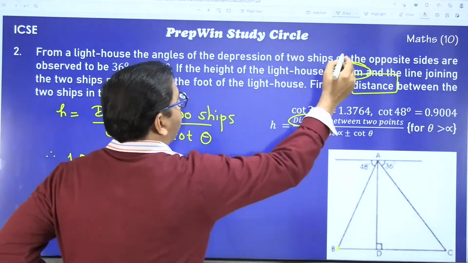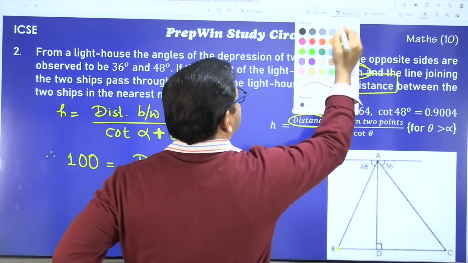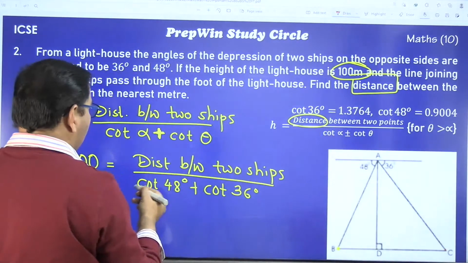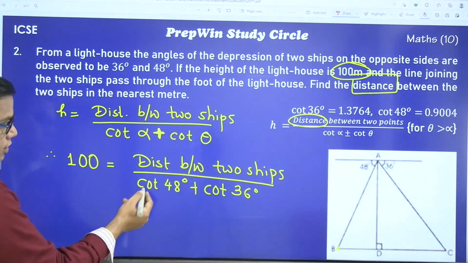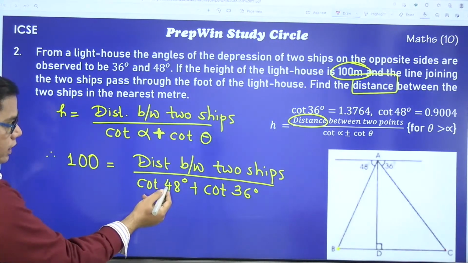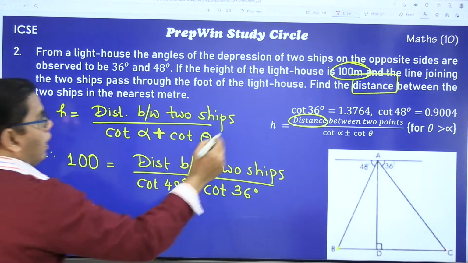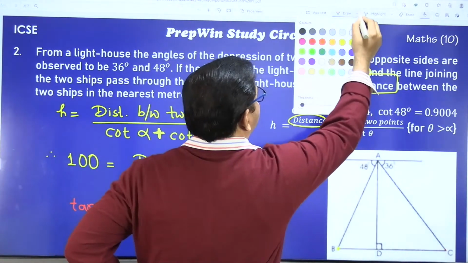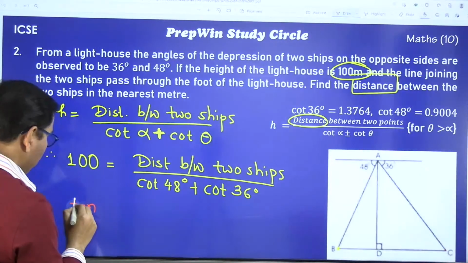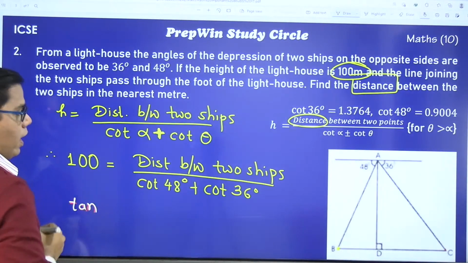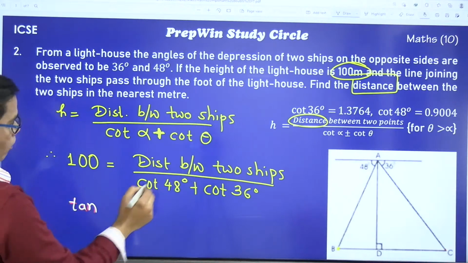As I told you, in a log table which is provided to you, you will not have a value of cot theta. So you have to find this cot 48 from tan theta. Okay, so tan, I'll use a white color so that it will be clearly visible. So tan, I want 48.